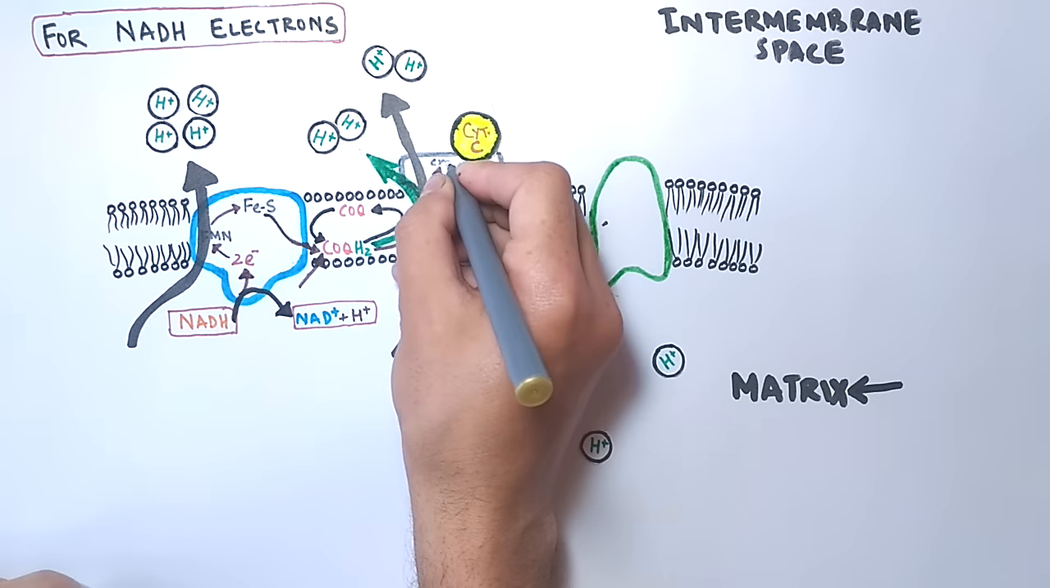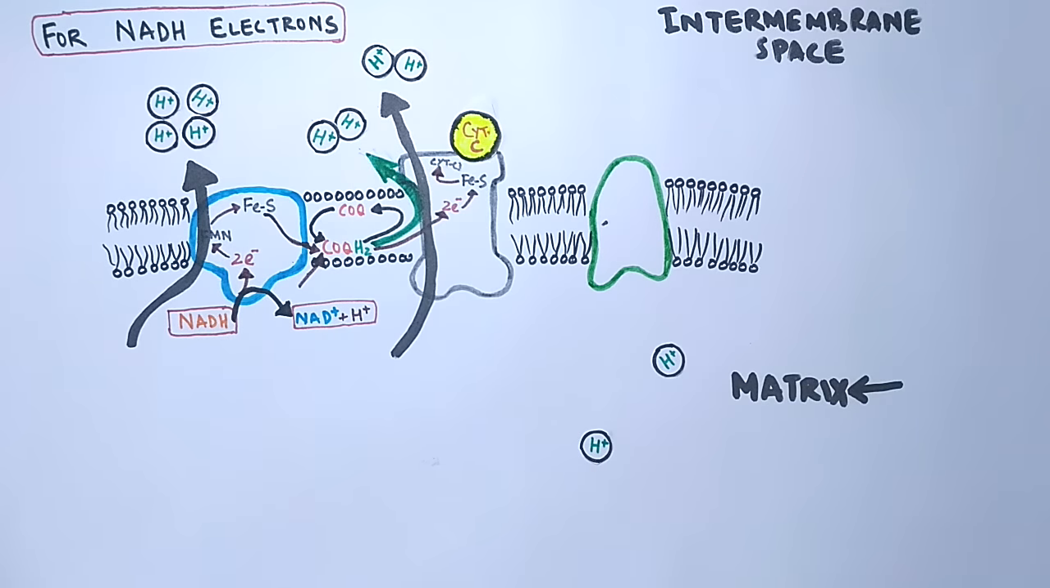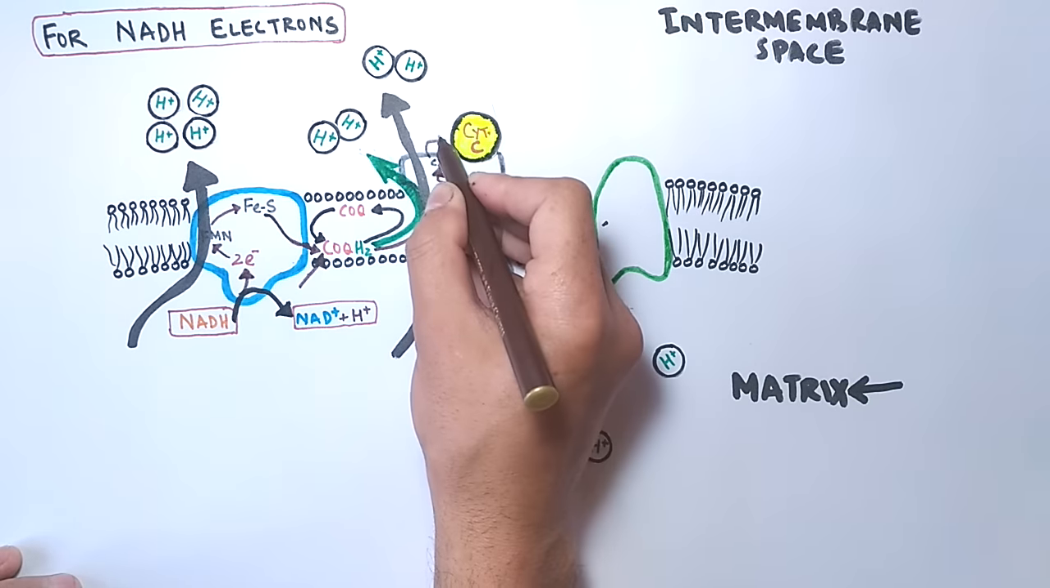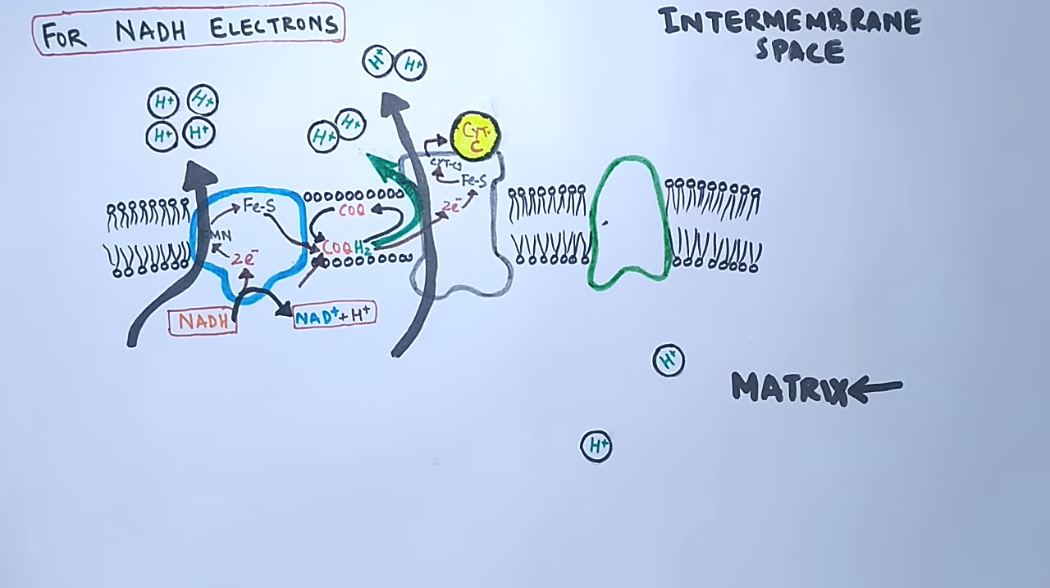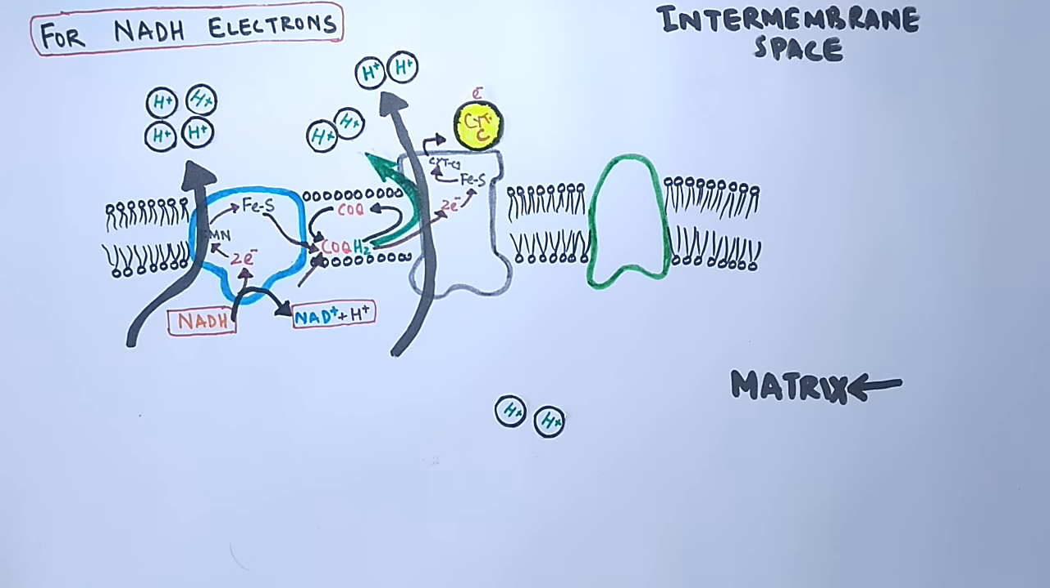Now, from here, two electrons which are with the FeS protein are first accepted by cytochrome C1. And from here, cytochrome C complex, a mobile carrier, accepts a single electron at a time and carries it to the complex 4. So, it must be kept in mind that two electrons are not carried simultaneously by cytochrome C complex. Rather, only a single electron is carried.